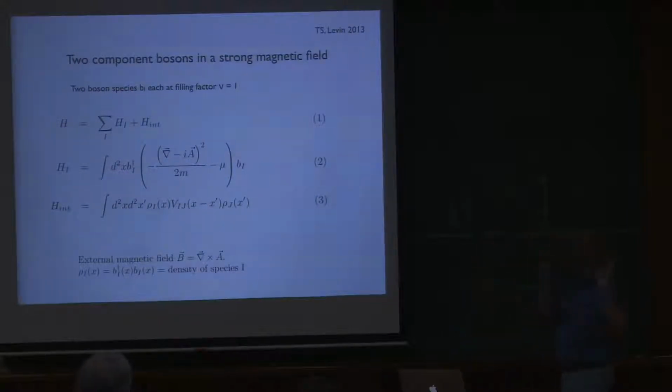Okay, so I'm going to describe a specific model which shows this phenomenon. And by studying this model, we can understand the structure of a two space dimensional SPT phase in some detail. Okay? So we'll take 2 species of bosons, each at filling factor nu equals 1. Filling factor means the ratio of the number of particles to the number of flux quanta. Okay?